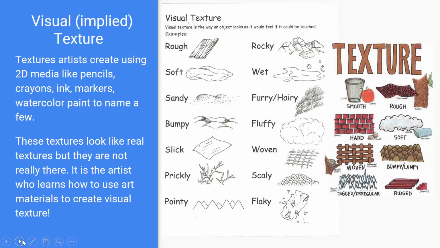The second kind of texture is called visual or implied texture. These are textures that artists create using 2D media like pencils, crayons, ink, markers, watercolor, just to name a few. These textures look real, but they are not really there. It is the artist who learns how to use the art materials to create the visual texture, and this is what we're going to be doing today.